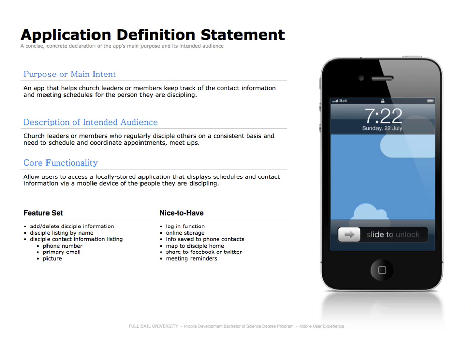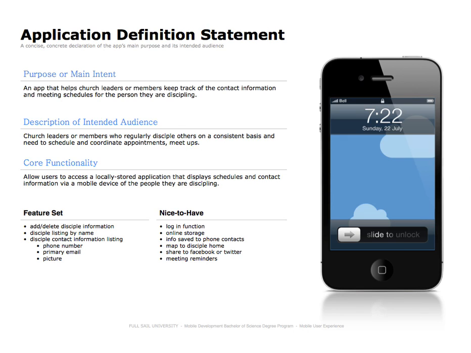The core functionality is just to allow users to access a locally stored application that displays schedules and contact information via a mobile device of the people that they are discipling. The real core feature set is going to be being able to add and delete disciples, being able to view them by name, and then being able to view that information, which will initially just have phone number, email, and picture.